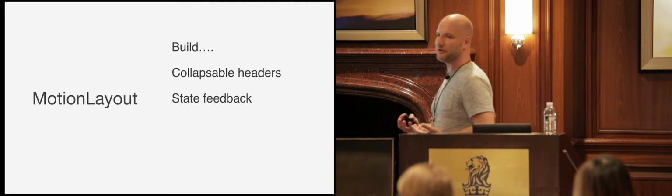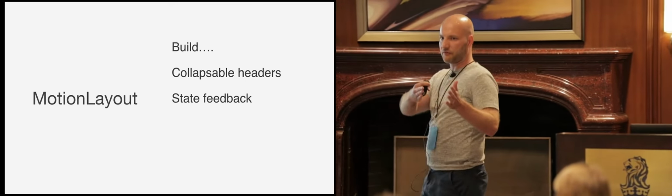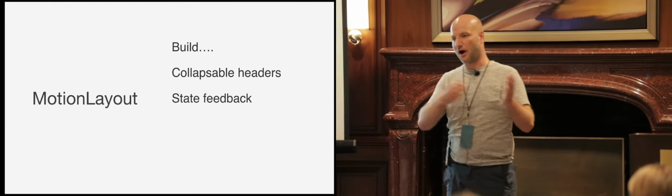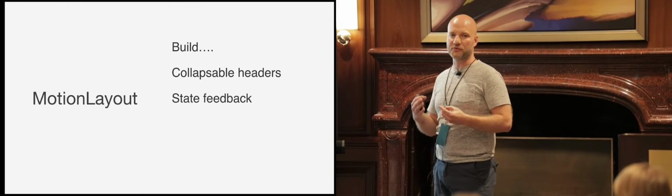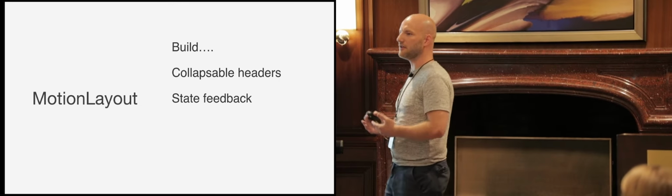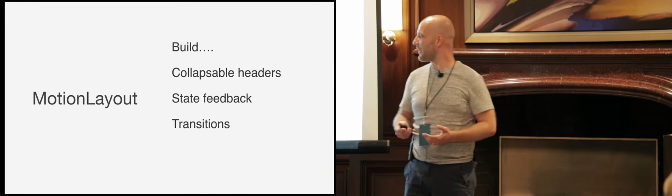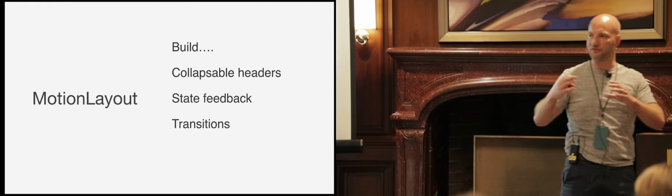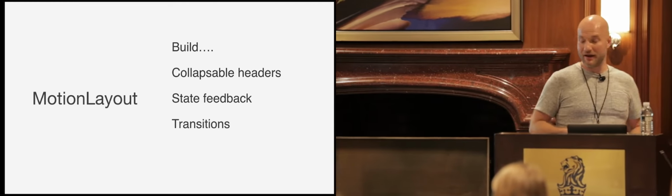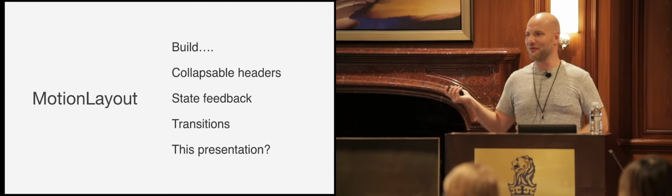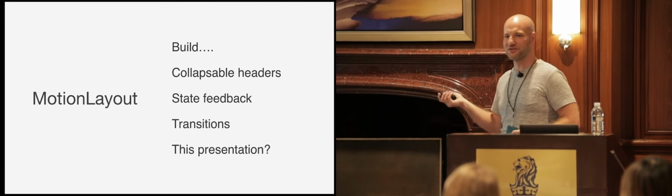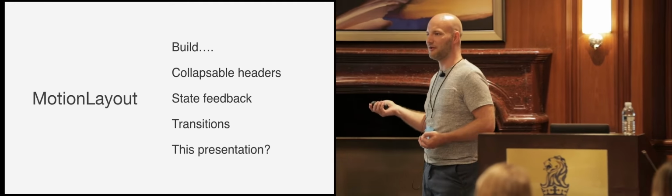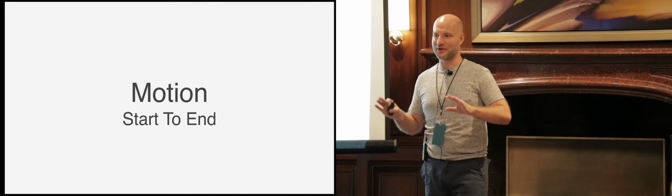You can build state feedback. So if you have state that goes from A to B, perhaps you go offline, online, and you'd like to do some sort of animation where there's a start and an end. It's a really, really good solution for that. It's great for transitioning a bunch of elements around the screen to create a new scene. And almost all of the animations I've done in this presentation are possible to build in motion layout.